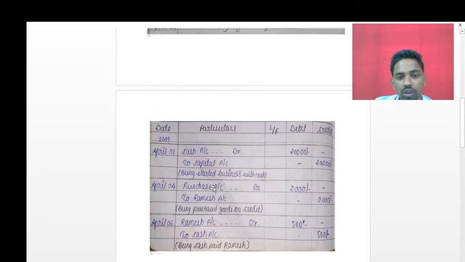Now the second step is to ascertain the types of the accounts. Purchase is nominal, and Ramesh is personal. The nominal rule is: debit all expenses and losses, credit all income and gains. The personal rule is: debit the receiver, credit the giver. We are purchasing from Ramesh, who is the giver, so it is a credit. Purchase is an expense, so it is a debit. So purchase account debit, in the amount column rupees 2000, to Ramesh account credit rupees 2000 in the credit column. The narration will be: being purchased the goods on credit. This is the short summary of this transaction.